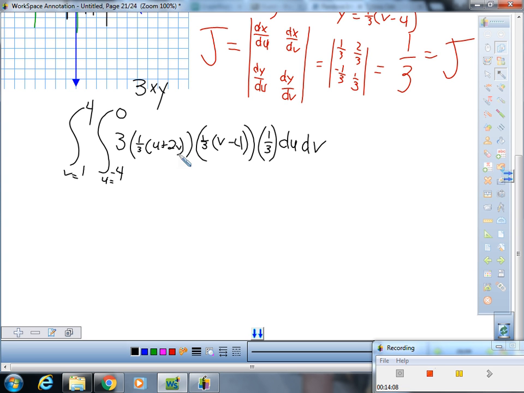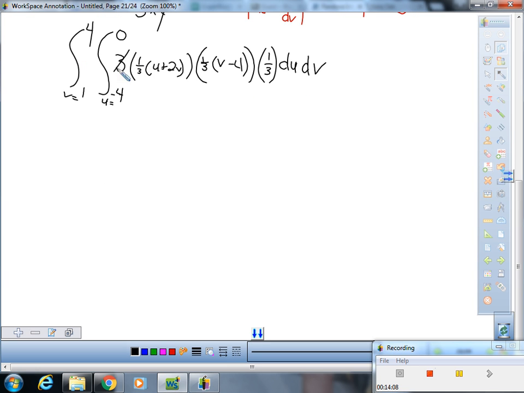So now let's clean up all of our 3's and 1/3 and bring them to the outside, and then let's FOIL all in one step. So what are we going to have on the outside? 1/9 integral from 1 to 4, integral from negative 4 to 0. All right, so you get uv first, outside, minus u squared inside, plus 2v squared, and last, minus 2vu.